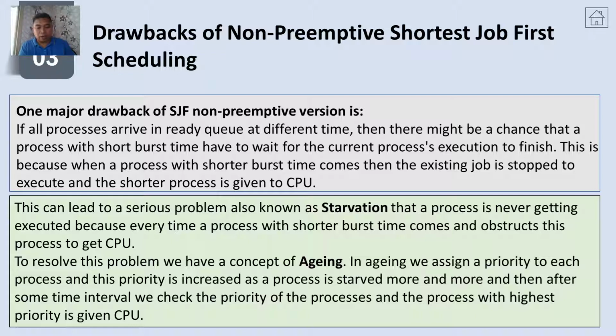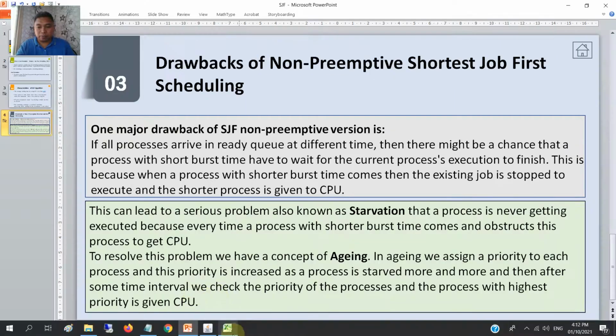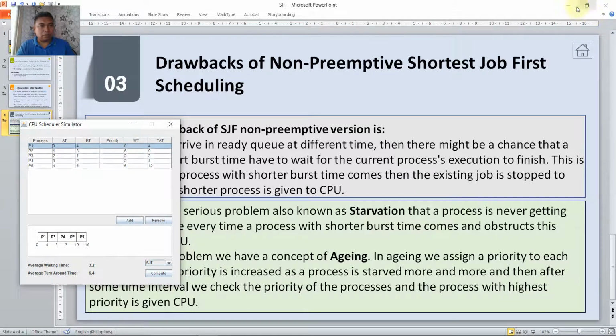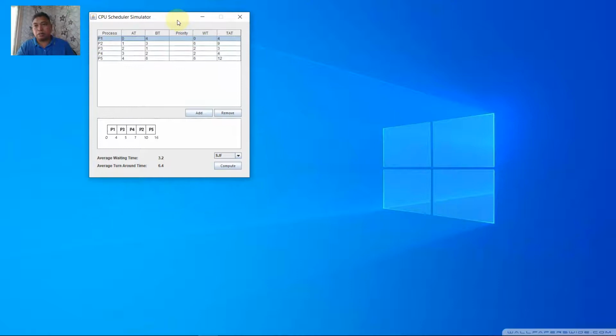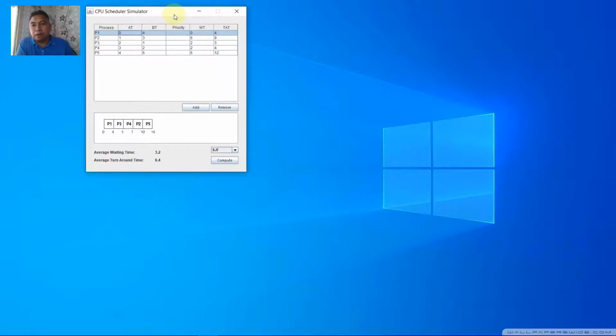Next, I will show you a sample simulator. This is a CPU scheduler simulator using Java. These are process 1, process 2, process 3, 4, and 5. This is the given arrival time. AT stands for arrival time, BT stands for burst time, and WT stands for waiting time and turnaround time.